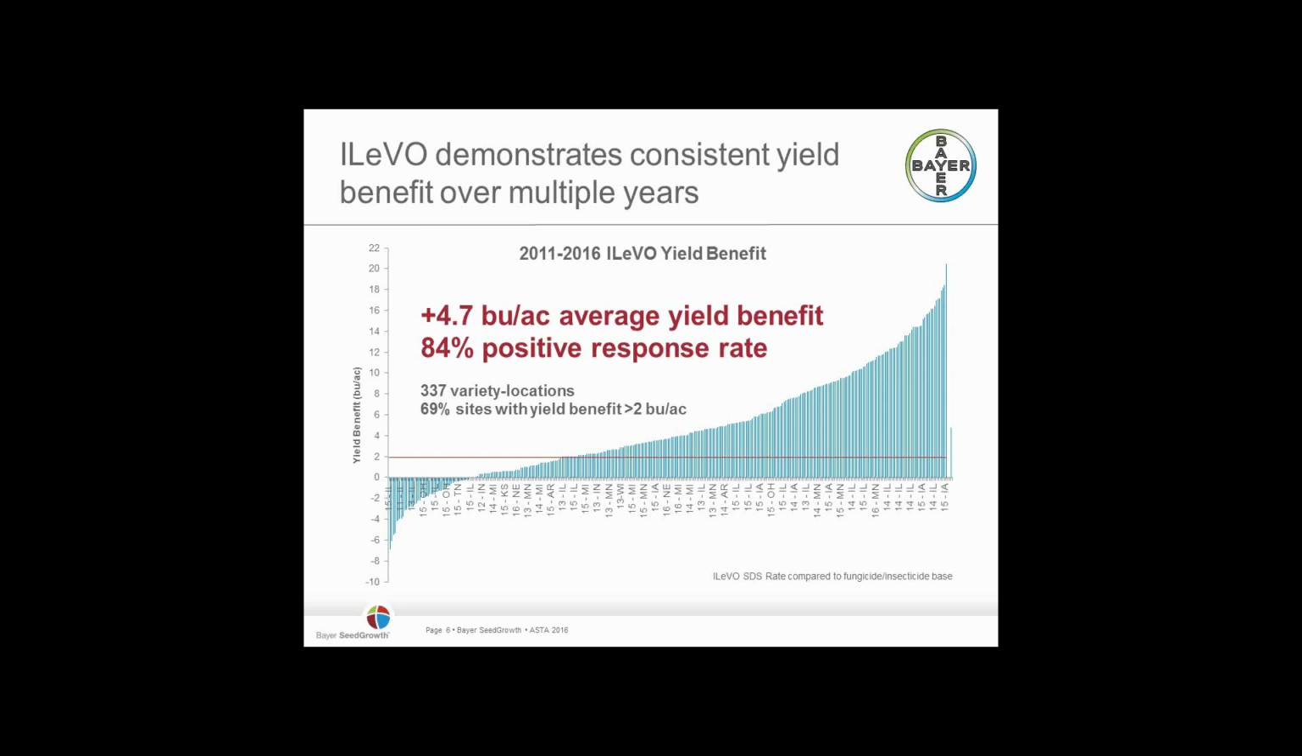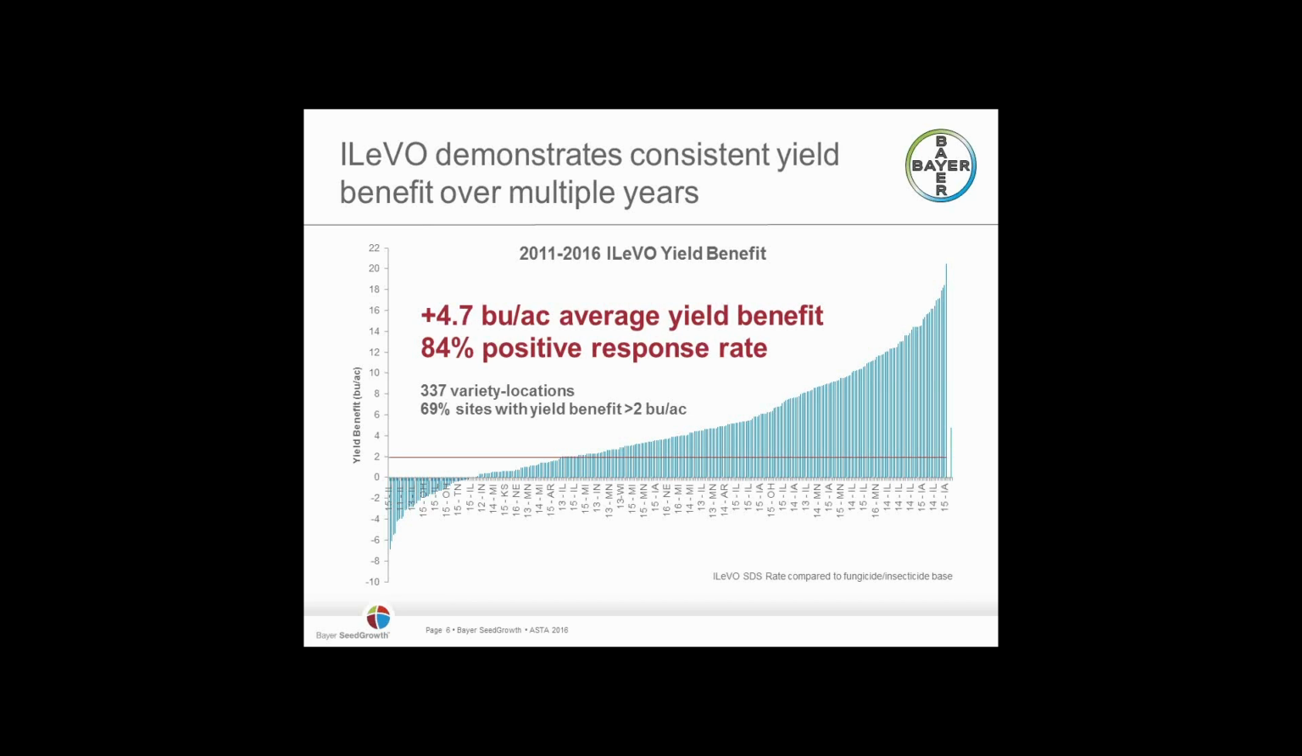Another thing that we often look at is what is the likelihood of getting above 2 bushels per acre as a benefit. We have close to 70% response rate for 2 bushels. And so that represents another metric of how frequently Olivo can provide value to growers who choose to use it.